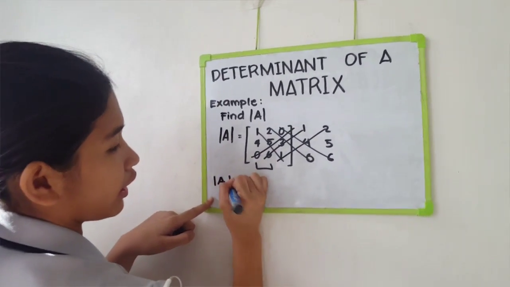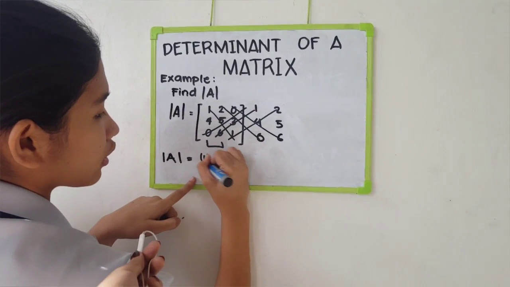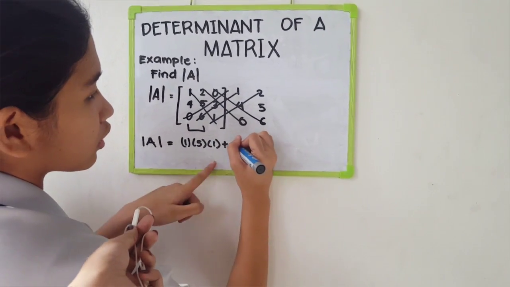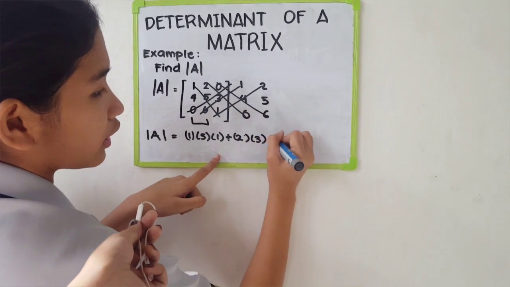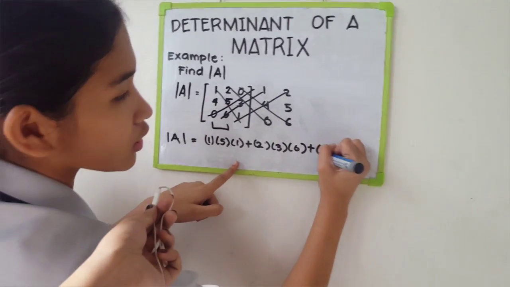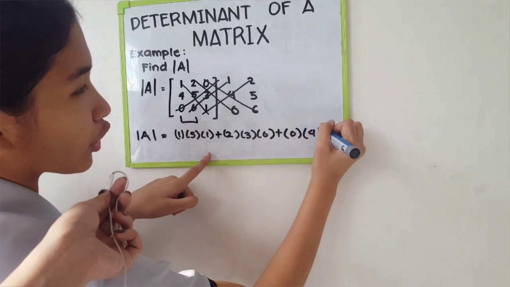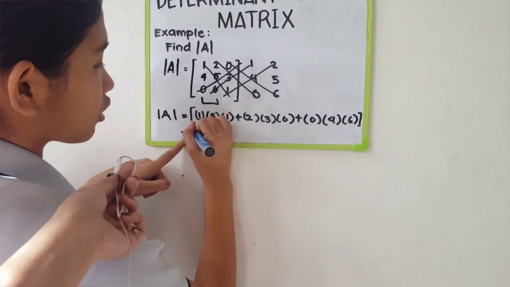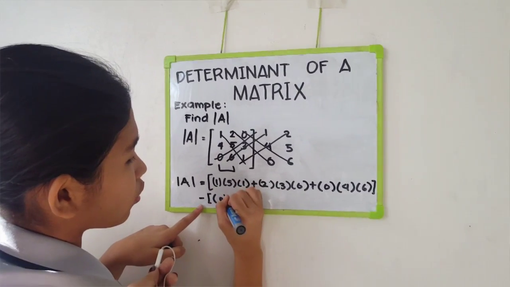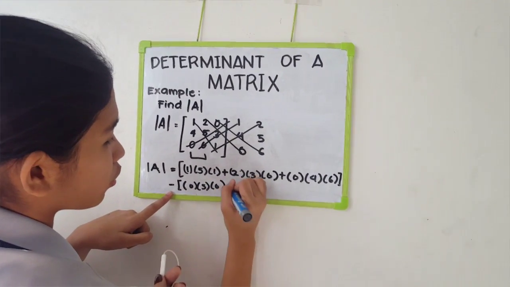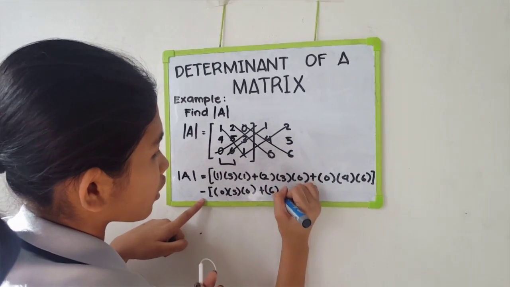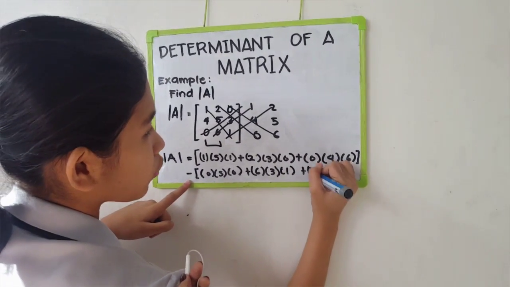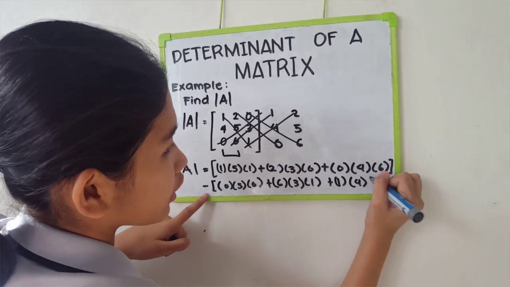So, determinant of A is equal to 1 times 5 times 1 plus 2 times 3 times 0 plus 0 times 4 times 6 minus 0 times 5 times 0 plus 6 times 3 times 1 plus 1 times 4 times 2.